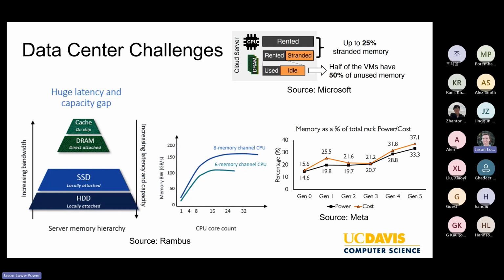And of course, lastly, there's a growing amount of stranded memory in data centers due to people either needing more compute than a monolithic server can provide, or more memory than a monolithic server can provide. The source from Microsoft, for example, says that half of their VMs have 50% of unused memory. And this, combined with the fact that memory is becoming more and more part of the total cost of ownership of data centers, means that losing out on this precious resource is more and more expensive.